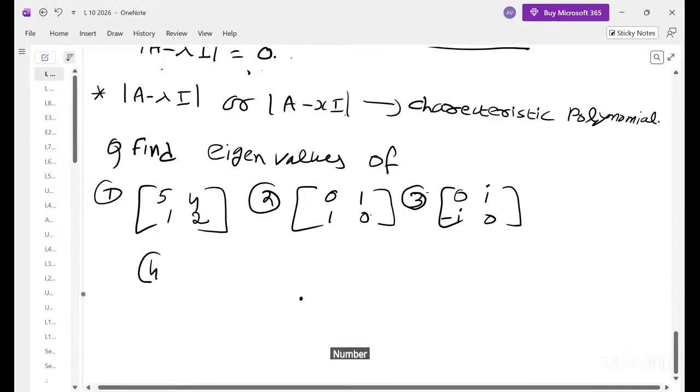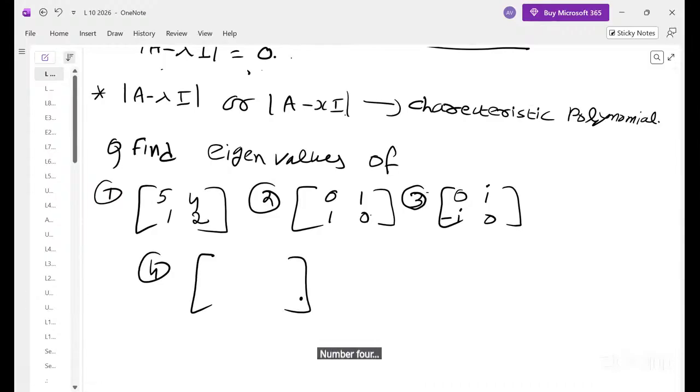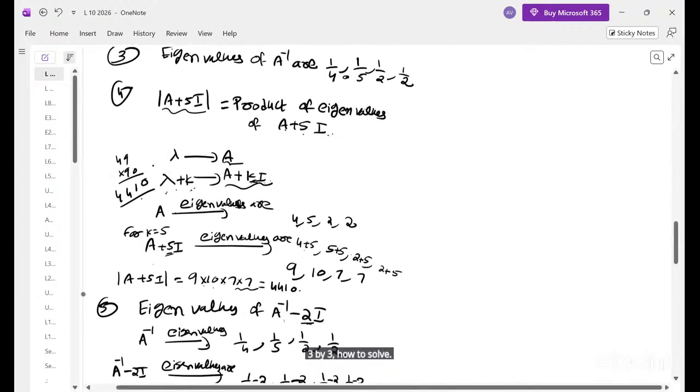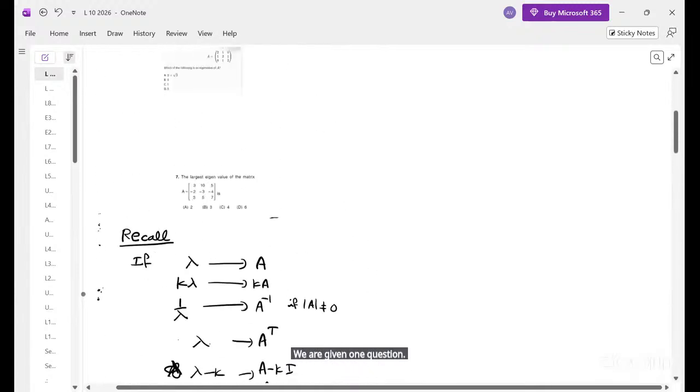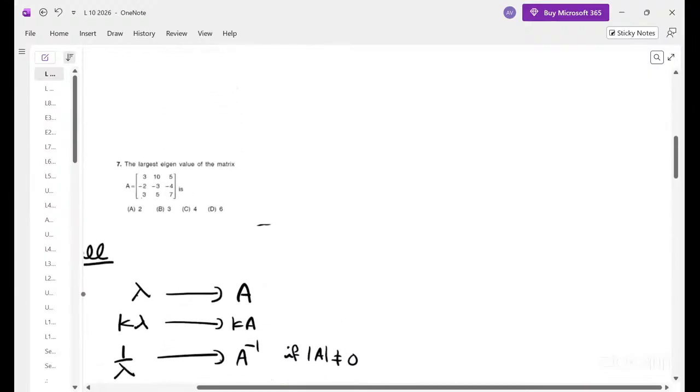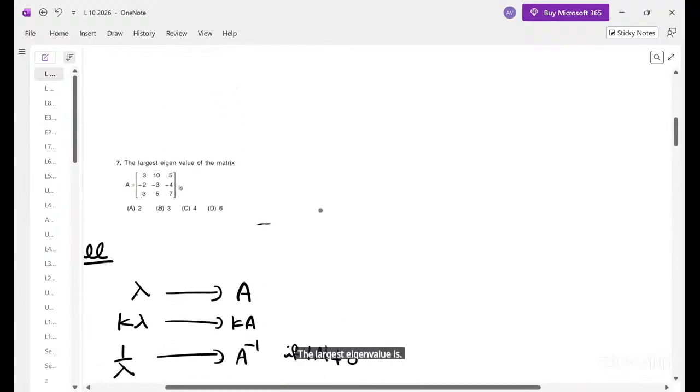Number 4, a 3 by 3 matrix. How to solve? You are given one question: the imaginary parts of the eigenvalues are, the largest eigenvalue is. There is no shortcut here, so we will have to work this out.